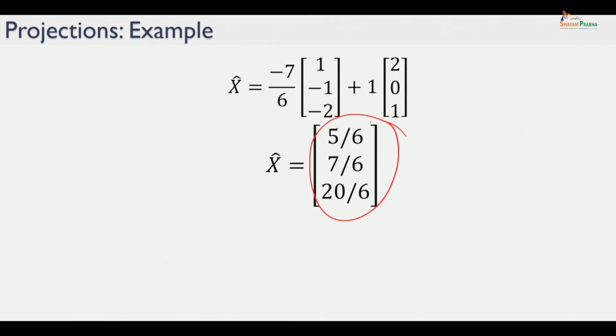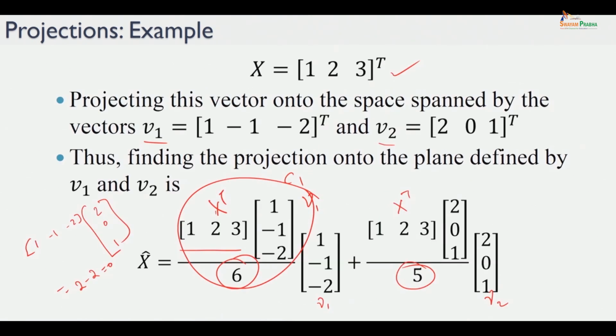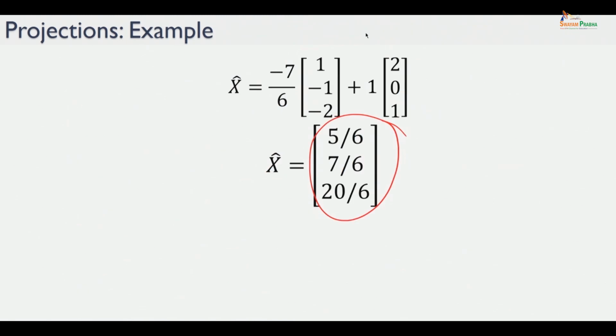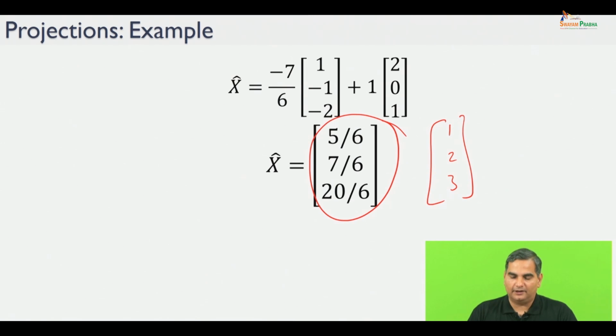So, my original data vector 1 2 3, when it is projected onto a space spanned by these two basis vectors, becomes this. So, in other words, if I had a data point 1 2 3 and I want to represent this with only the two vectors that I had identified before, for whatever reason it might be, then the best representation is the following, is what this projection says.